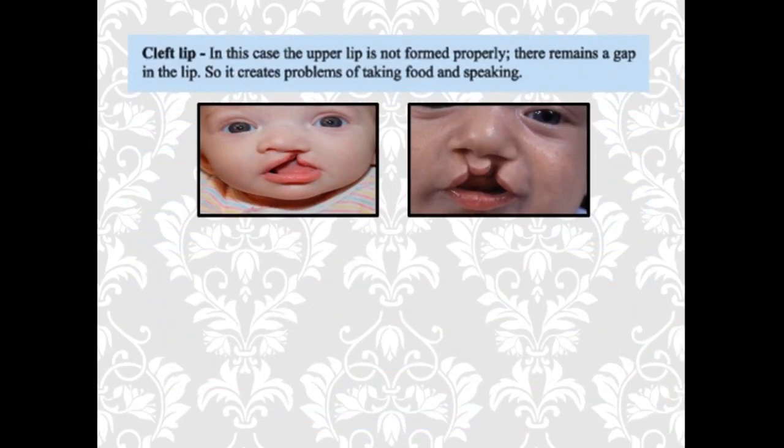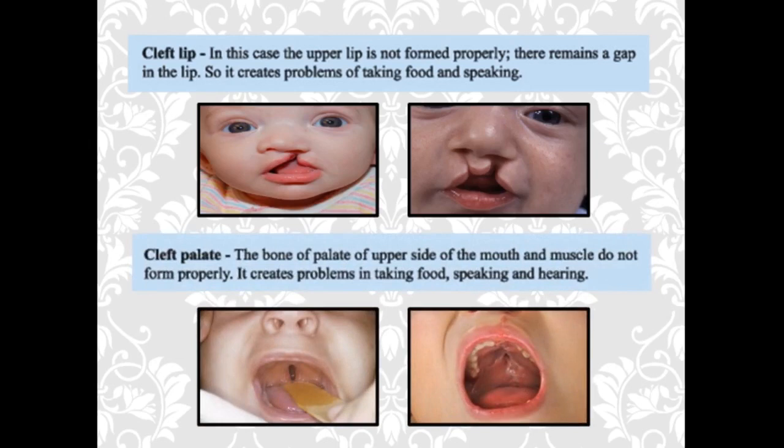What is cleft lip? In this case, the upper lip is not formed properly. There remains a gap in the lip, so it creates problems in taking food and speaking. Then cleft palate. Look at the picture. Here the bone of the palate on the upper side of the mouth and the muscles do not form properly. For that reason, there are problems in taking food, speaking and hearing.